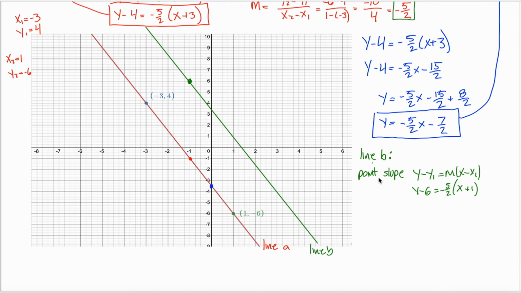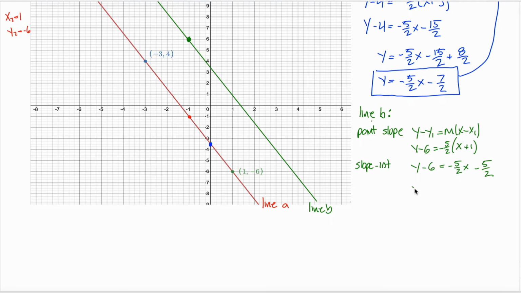Oh, but I don't just want the point slope form, I also want the slope intercept form. No problem. Just solve this thing for y. Take the negative 5 halves and distribute it through the parentheses. I got y minus 6 equals negative 5 halves x minus 5 halves, which I get this extra negative 5 halves from this negative 5 halves times this positive 1.